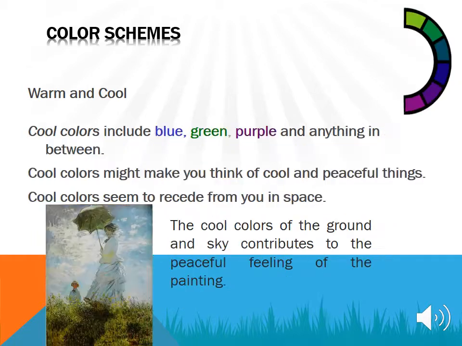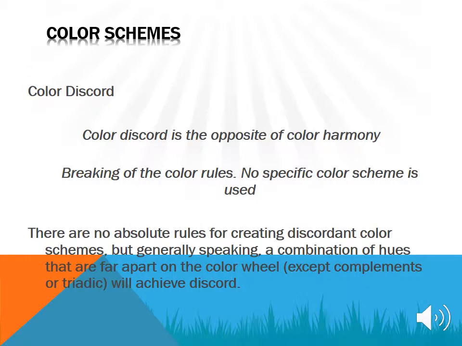glow on the water. Cool colors include blue, green, purple, and anything in between. Cool colors might make you think of cool and peaceful things. Cool colors seem to recede from you in space. The cool colors of the ground and the sky in the painting on the left contribute to the peaceful feeling of the painting.